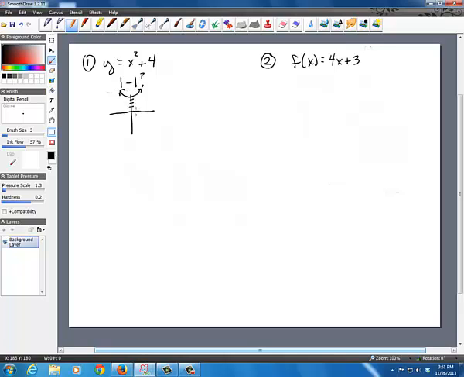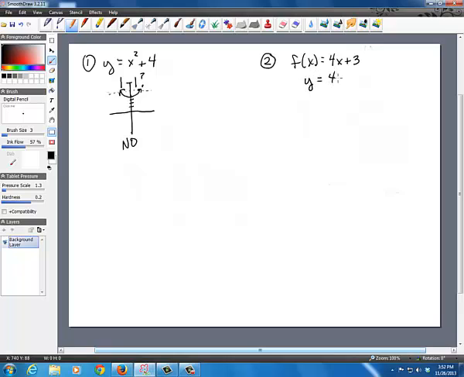Okay, so if I look at it, it passes the vertical line test because every vertical line I draw only passes through it once. But when I draw a horizontal line through here, it passes the graph in 2 spots, which means some of our y's have 2 partners. And you can't have that if a function is one-to-one. So the question is, is y equals x squared plus 4 a one-to-one function? The answer is no.